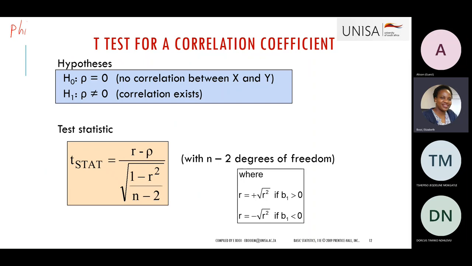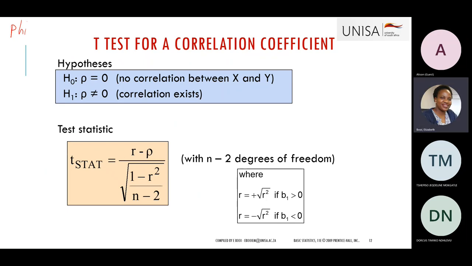So our null hypothesis will state that there is no correlation between X and Y, because your correlation is equal to zero. Your alternative will state that there is a correlation between your X and Y.